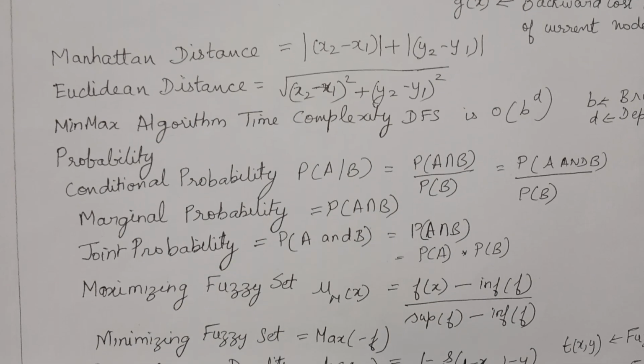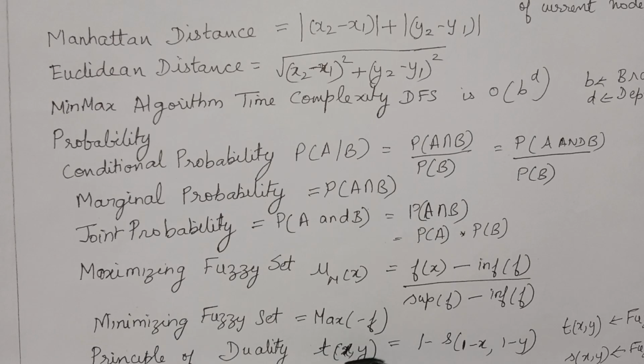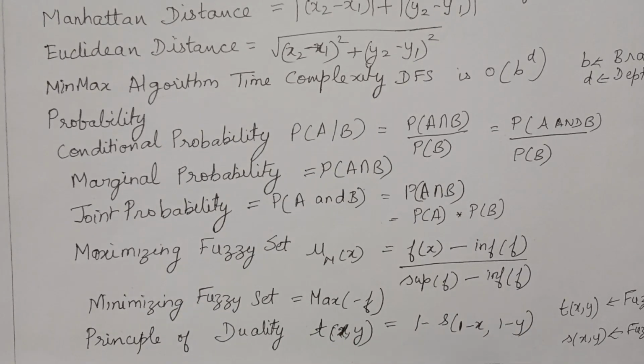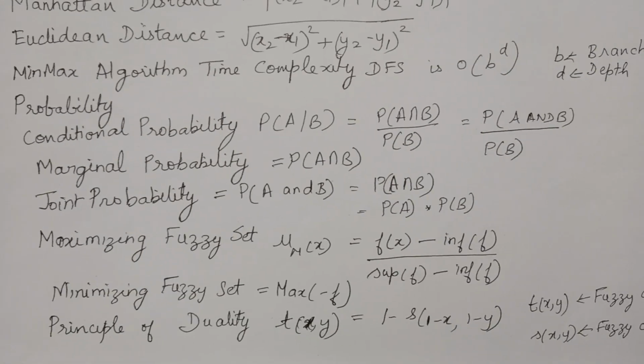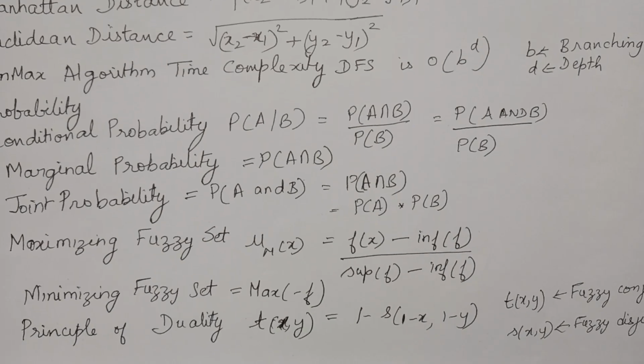Maximizing fuzzy set: mu m of x equals f of x minus inferior of f, divided by superior of f minus inferior of f. Minimizing fuzzy set is equal to maximize of minus f. Principle of duality: T of x,y is equal to 1 minus S of 1 minus x comma 1 minus y. Here T of x,y is the fuzzy conjunction operator, and S of x and y is the fuzzy disjunction operator.